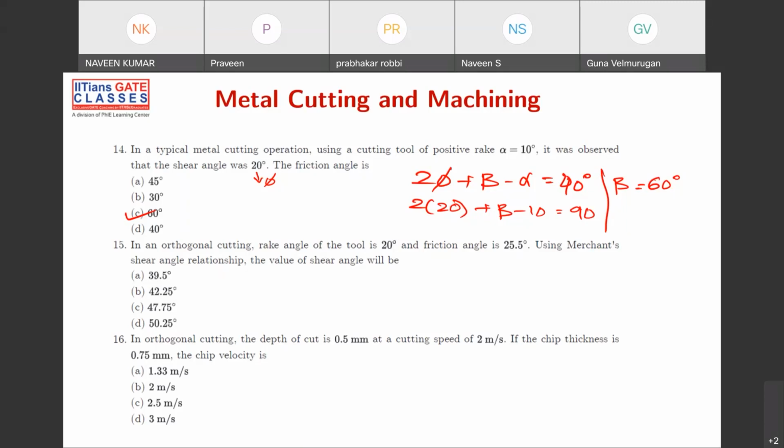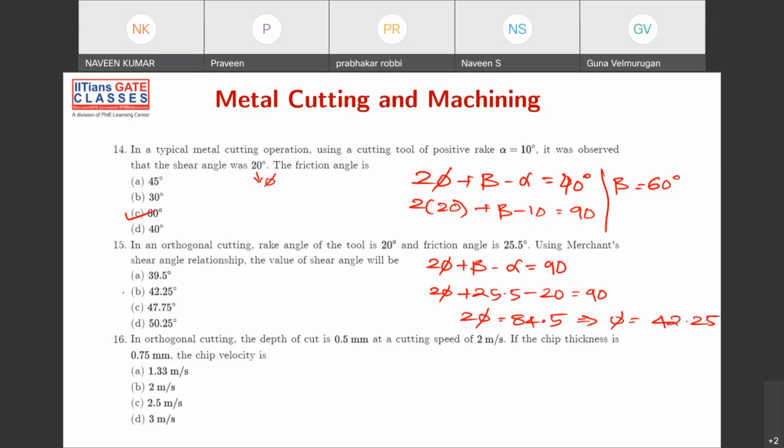It is around 84.5. What is the answer? Come on. It's B, no? B. It's not A, guys. Is it clear? Calculation mistake. Should not make that. 2 phi plus beta minus alpha is equal to 90. 2 phi plus beta, that is 25.5, minus alpha 20 is equal to 90. 2 phi is equal to 84.5, and phi is equal to 42.25. Simple, no? Without calculator.